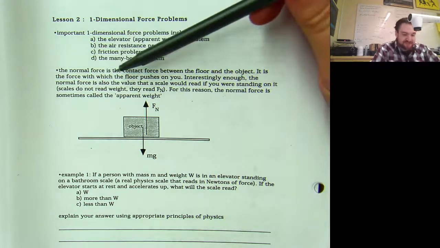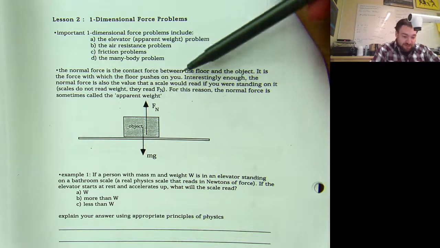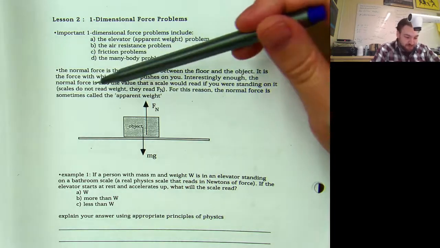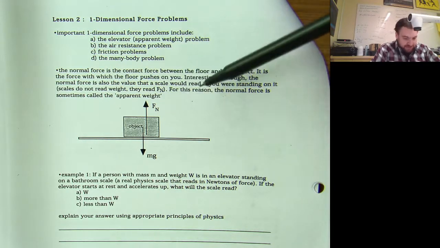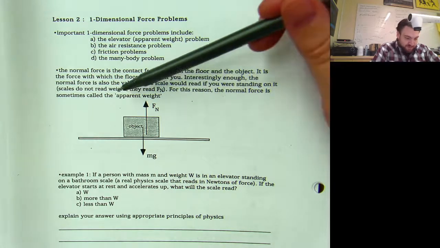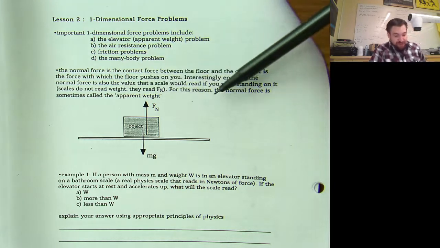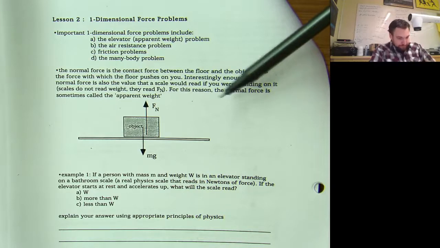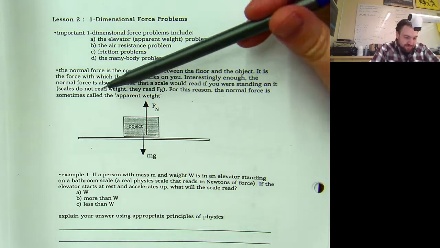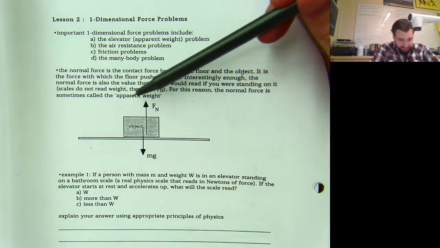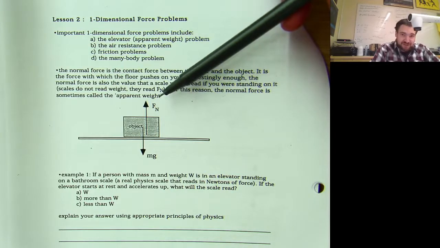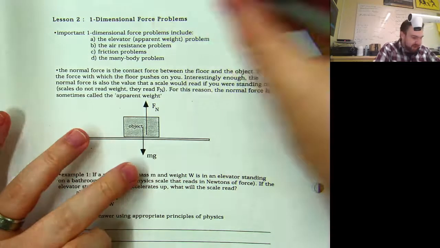The normal force is, to review, a contact force between the floor and an object. It is the force with which the floor pushes back up on you. Interestingly enough, the normal force is also the value that a scale would read if you were standing on it. The scale does not read weight. What scales are actually measuring is your normal force, which is an interesting thought.